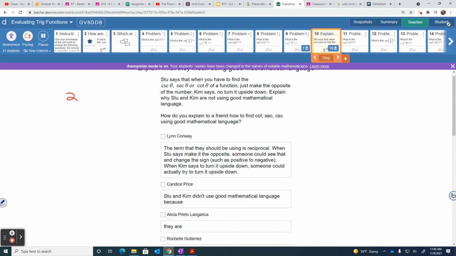All right, good. A lot of good answers. This one's really good here. Lynn Conway says the term they should be using is reciprocal. That's correct. It says Stu says to make it the opposite. The opposite of a number is actually what it means to change the sign. So like if you had 2, the opposite would be negative 2.